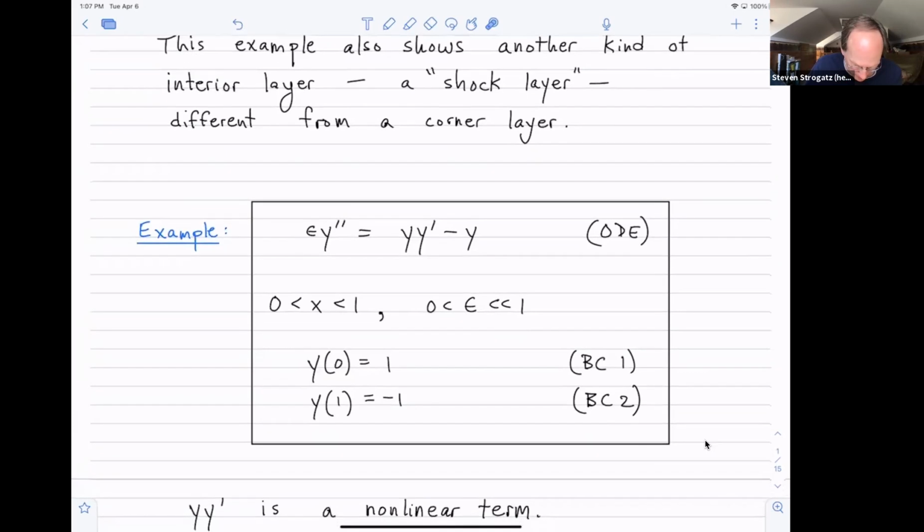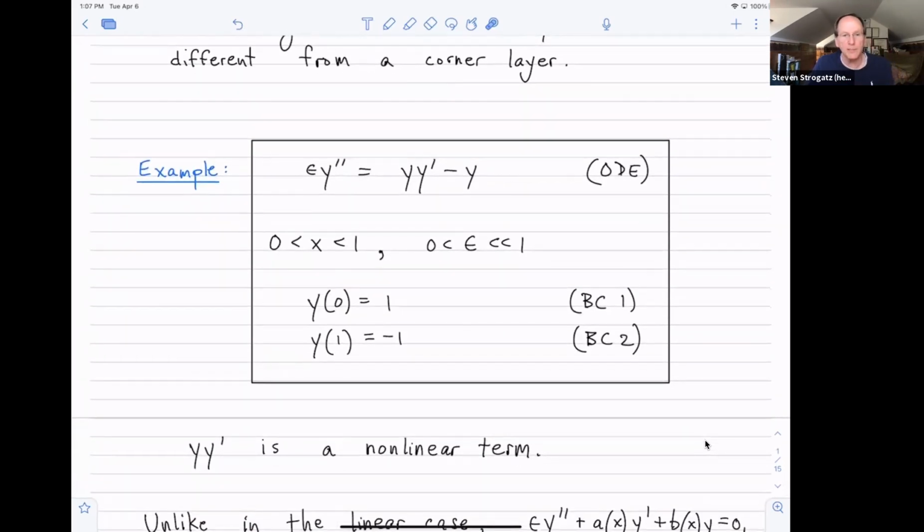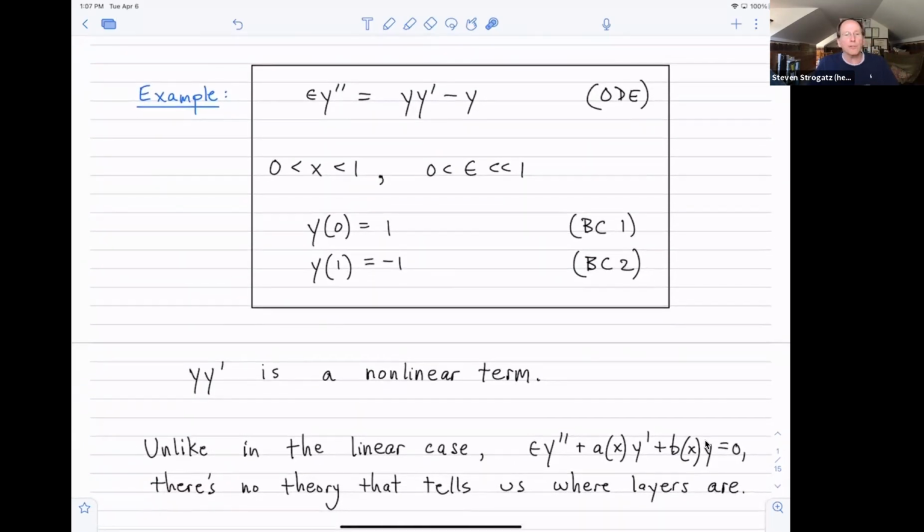Now, as I mentioned, the y y prime is a nonlinear term. So the first difficulty we face when you have a nonlinear question like this, to try to understand what's happening, is that unlike in the linear case, which we discussed at some length in previous lectures, where we had, you see like here, epsilon y double prime plus a variable coefficient a of x times y prime, plus another coefficient b of x times y, there y is appearing linearly and all its derivatives linearly.